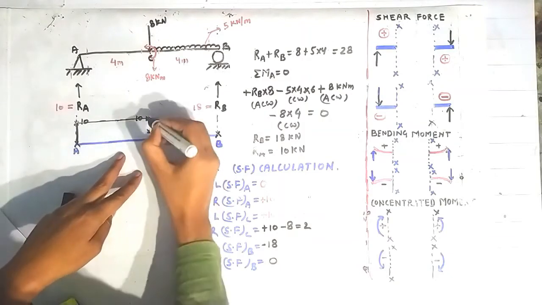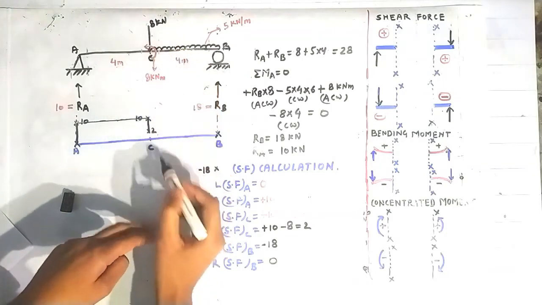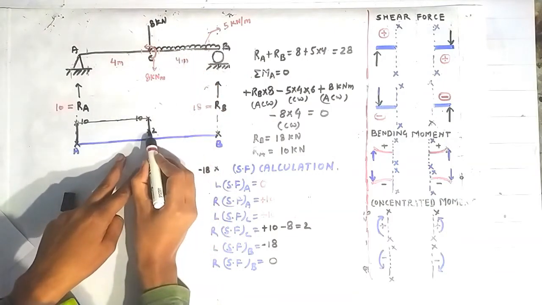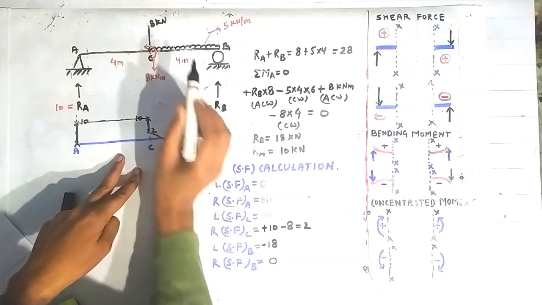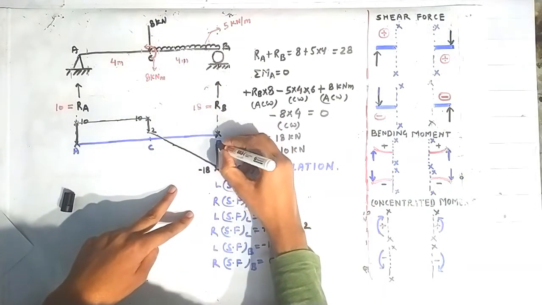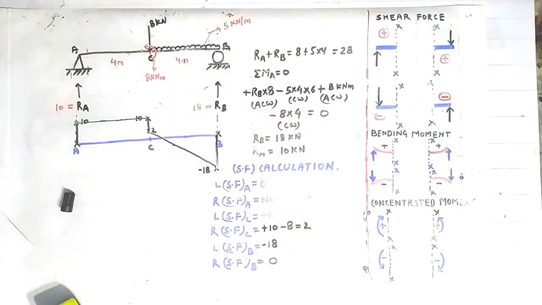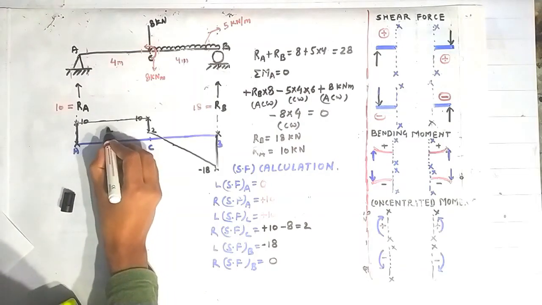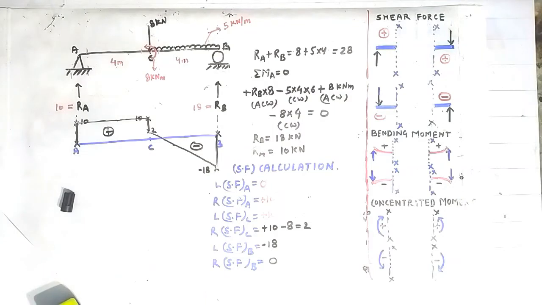and joining the third point with the fourth point with a vertical line, because there is a point load lying at the point C, and joining the fourth point with the fifth point with an inclined line, because there is a UDL between the point C and B, and again joining these 2 points with a straight vertical line, because there is a reaction RB lying at the point B. So this is our shear force diagram, and the area above this line is treated as positive, and below this line is treated as negative. So this is our shear force diagram.